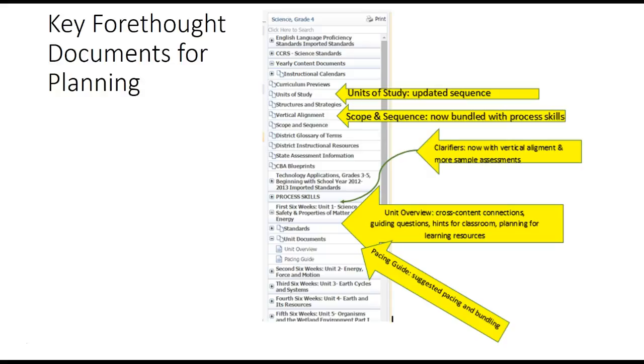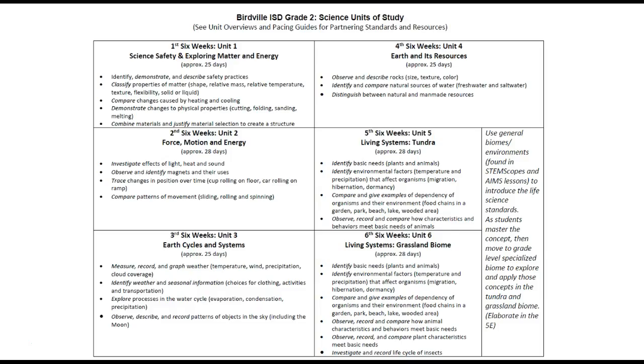Before we do that, as always, I just want to remind you about some of the key documents for planning. Today I'm going to talk about the unit overview as well as the pacing guide, and then I want to mention the units of study for the last 2 6 weeks as well. So let's get started with that view. This is a document in forethought that really shows you at a glance and generally by 6 weeks.